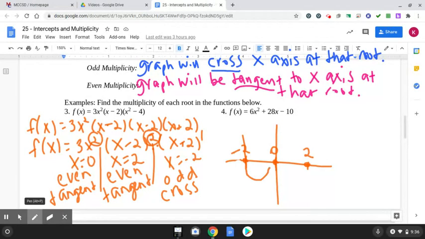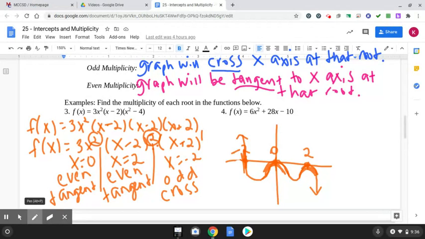So what it means to be tangent, it's like you're bouncing off of the x-axis. So you come up, hit the x-axis, and then come back the way that you came. And then same thing with 2. We're also tangent at 2, so we come up, hit the x-axis, and then come back the way that we came. And this is what your graph looks like. So at negative 2, it crosses right on through, but at 0, it's tangent, and at 2, it's tangent.